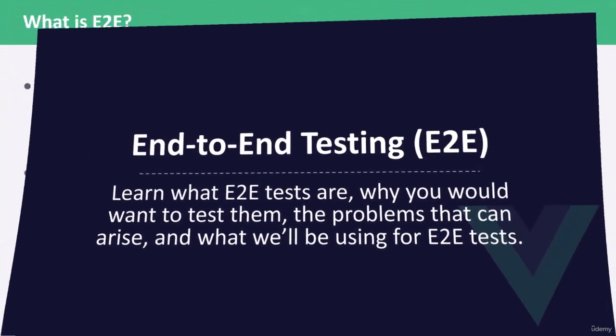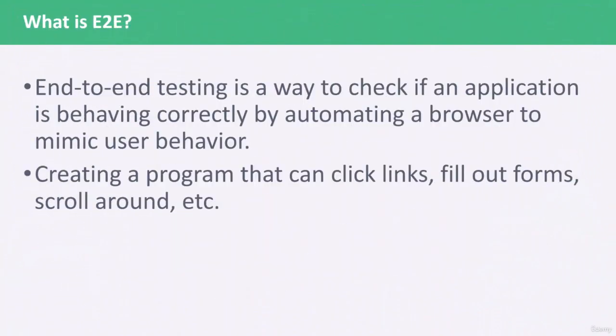First things first, what is end-to-end testing? End-to-end testing is a way to check if an application is behaving correctly by automating a browser to mimic user behavior. It's basically what we've been doing already whenever we write a new feature. After writing some code, we would manually visit the application in the browser, perform some tasks, and verify the app responded with the desired results. This process is what's called manual testing.